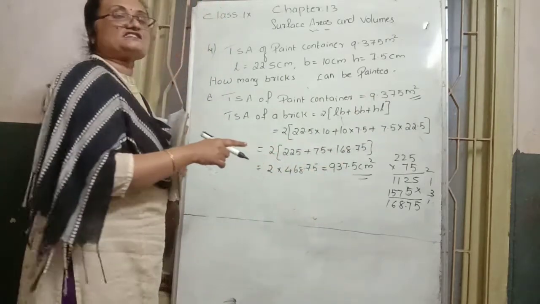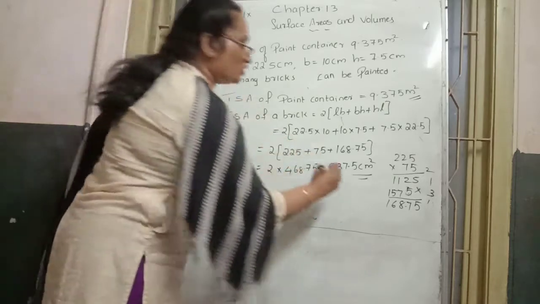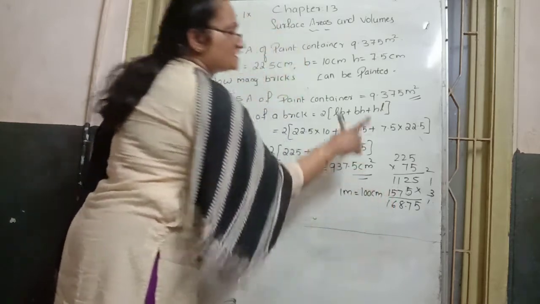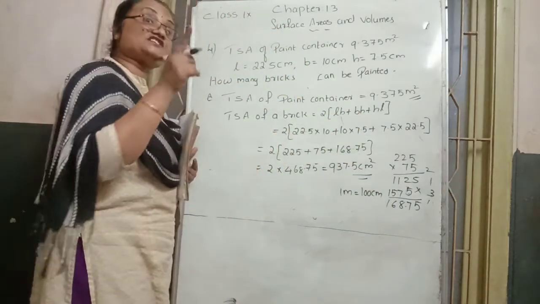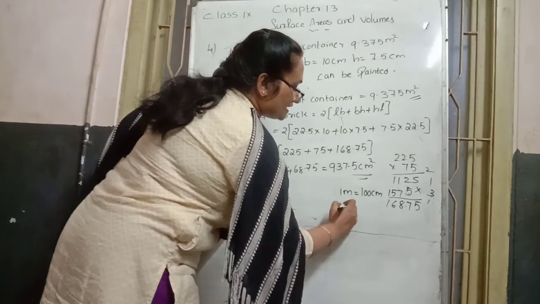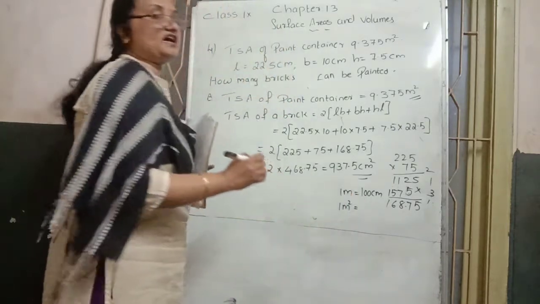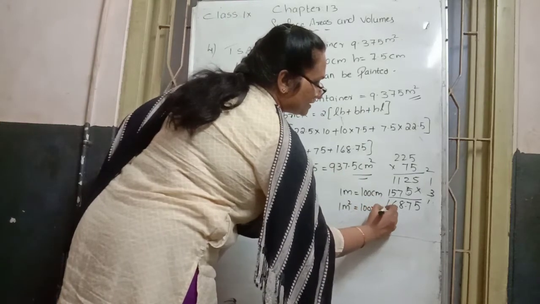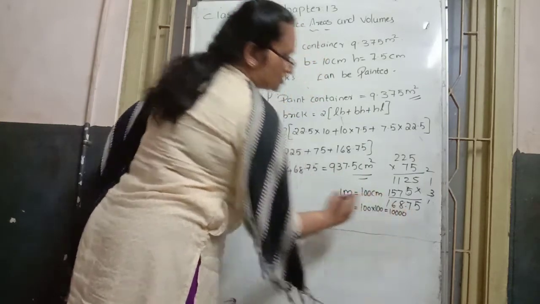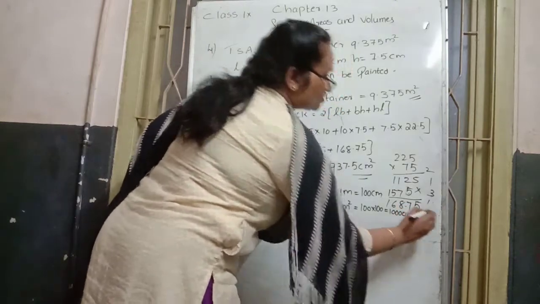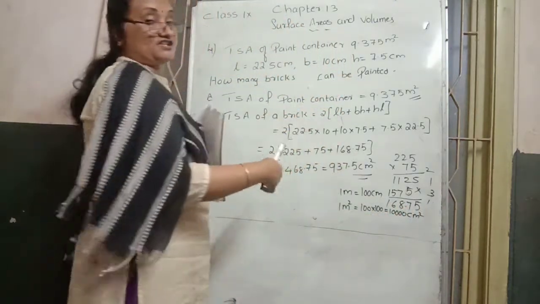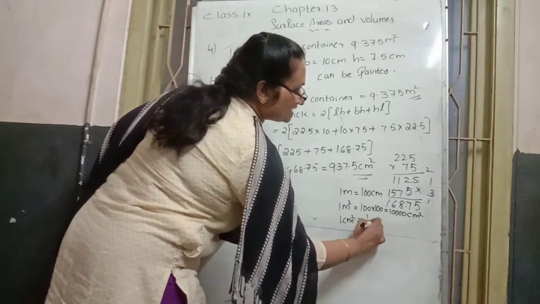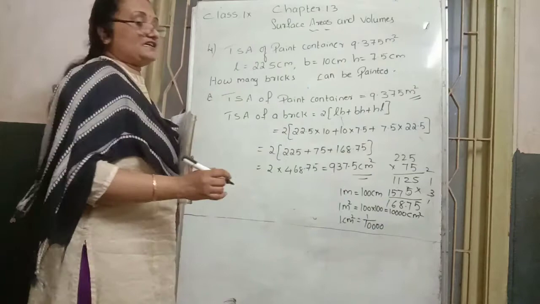How to convert? We know that 1 meter contains 100 centimeter. Our unit is square, so 1 meter square is how many centimeter square? 100 into 100 becomes 10,000 centimeter square. Now 1 centimeter square becomes how much meter square? The answer is 1 by 10,000 meter square.